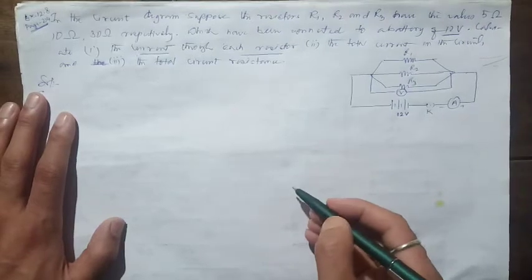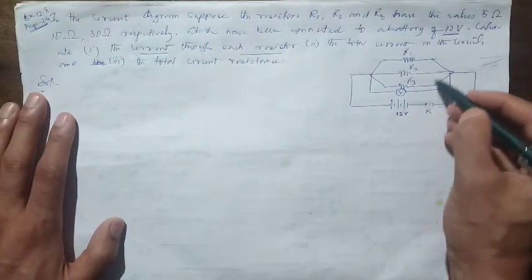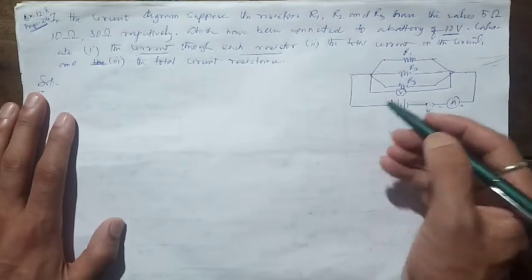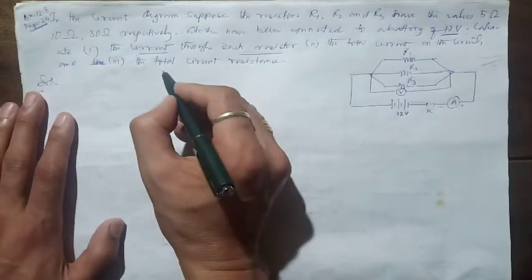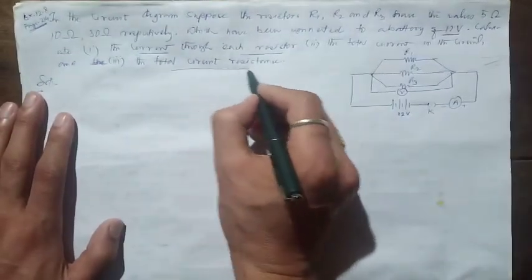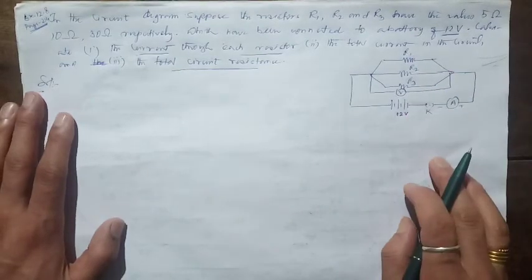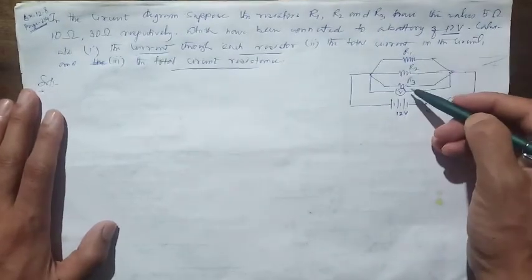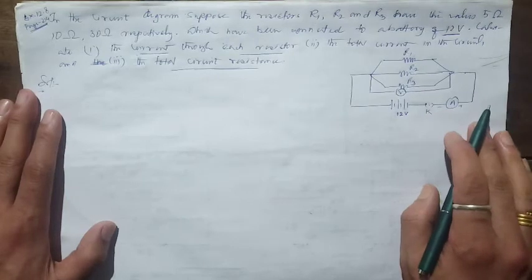That's the first part of the question. Second part, the total current in this circuit. Or we can say the total current released by the battery. How much is the current released by the battery? That's the total current in the circuit. That's the second part of the question. And finally, the total circuit resistance we have to find out. Now students, to calculate the total circuit resistance, first of all, we have to identify whether the given resistors are connected in series or in parallel. That's the last part of the question.